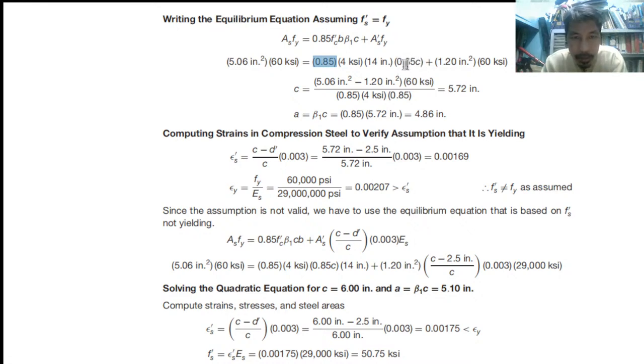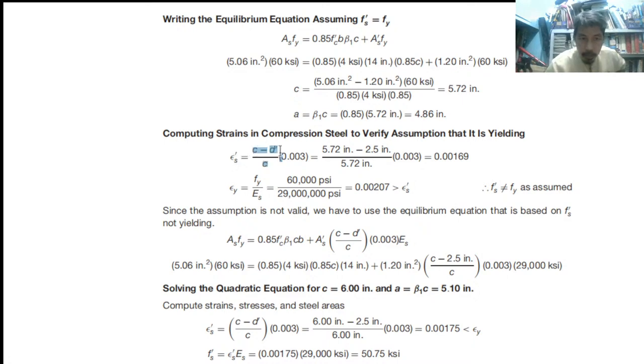A is beta 1 C. That is. Then we have this AS prime and FY, because of the assumption. This is our assumed value. Therefore, we have the value of C, then multiply by beta, we can have the value of A, which is 4.86. Computing the strains, okay, verify if really the shielding, verify.